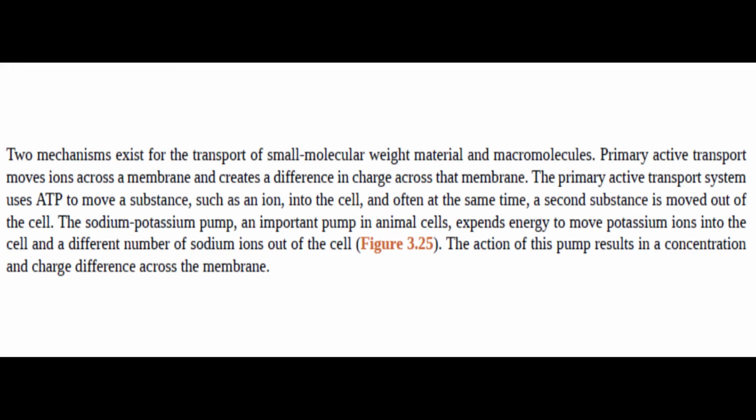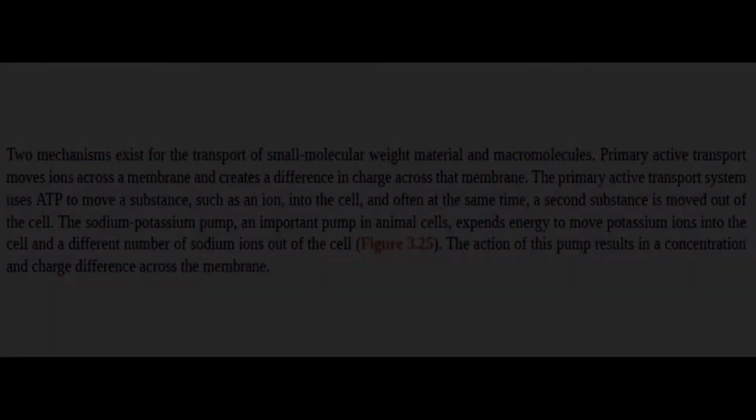The primary active transport system uses ATP to move a substance, such as an ion, into the cell, and often at the same time, a second substance is moved out of the cell. The sodium-potassium pump, an important pump in animal cells, expends energy to move potassium ions into the cell and a different number of sodium ions out of the cell. The action of this pump results in a concentration and a charge difference across the membrane.